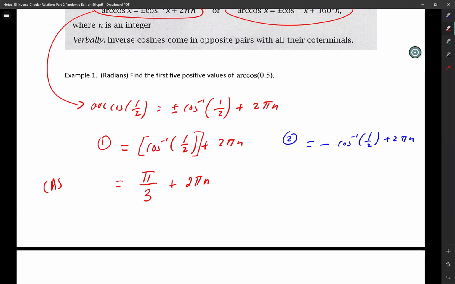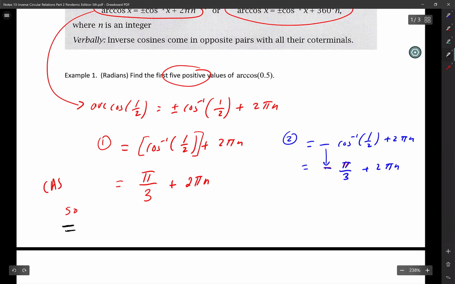So equation 2, our cosine of a half, that's going to be negative pi over 3. The negative just comes from that one. And then plus 2 pi n. So from that, now look, it says the first 5 positive. And I know you could have done it with a unit circle and just kept on going revolution by revolution. Here are my answers, and I should choose a neutral color, so let me choose black.